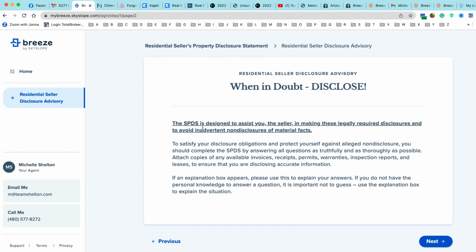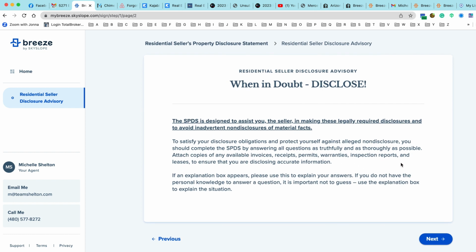The seller property disclosure is designed to assist you, the seller, in making these legally required disclosures and to avoid inadvertent non-disclosures of material facts. To satisfy your disclosure obligations and protect yourself against alleged non-disclosure, you should complete the seller property disclosure by answering all questions as truthfully as possible.